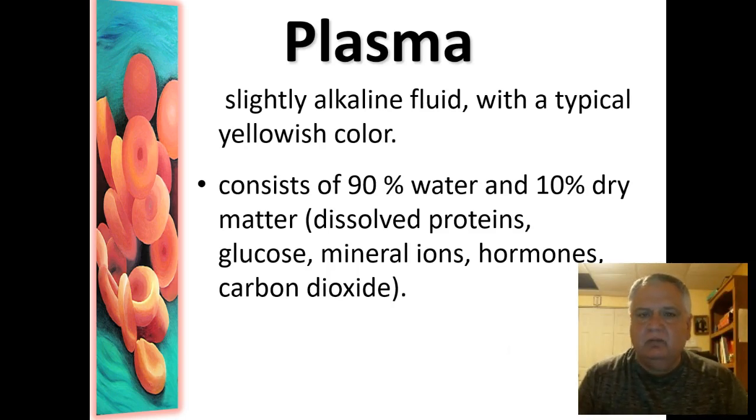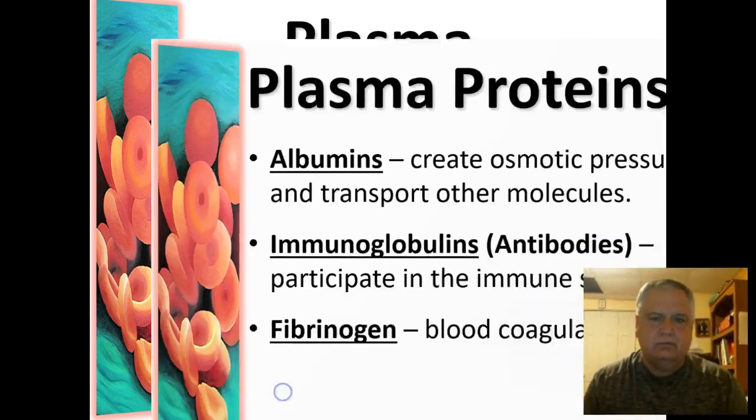Plasma, however, consists of about 90% water and only about 10% dry matter, and that dry matter is composed of various proteins that are dissolved in the plasma, glucose, mineral ions, hormones produced by various cells released into the blood, and of course carbon dioxide. And there are some others as well. We could talk about the other respiratory gas, oxygen, that's also found in the blood. But that's good for now. We got some good basic materials that make up the dry matter.